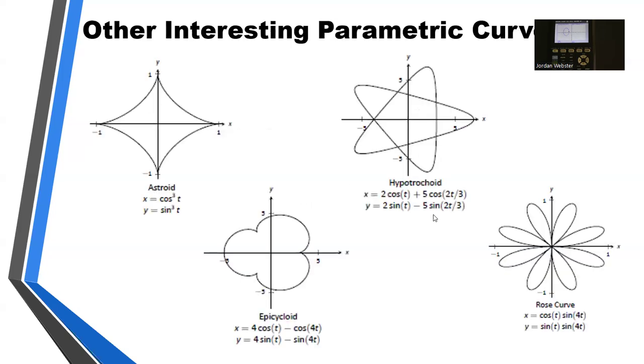I'll do this one. We saw some other interesting curves, one of which was this hypotrochoid, which had x equal to 2 cosine t plus 5 cosine of 2t over 3, and y equals 2 sine of t minus 5 sine of 2t over 3. I just wanted to point that one out because obviously we get this star shape.